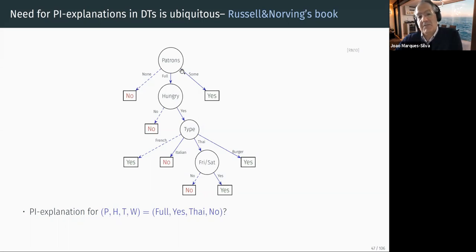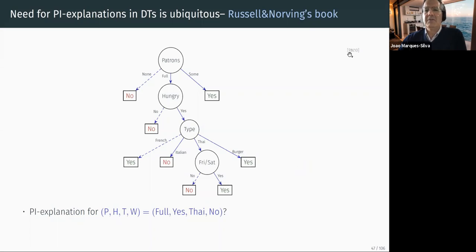If it's yes, well, because if the other ones are fixed, I'm going to get no anyway. Okay, so here I can come to yes and drop it, and so a PI explanation will be full, tie, and no. And there are more examples in this example from Russell and Norvig. Okay, so if anyone is getting furious with me, please don't, and please feel free to ask questions.